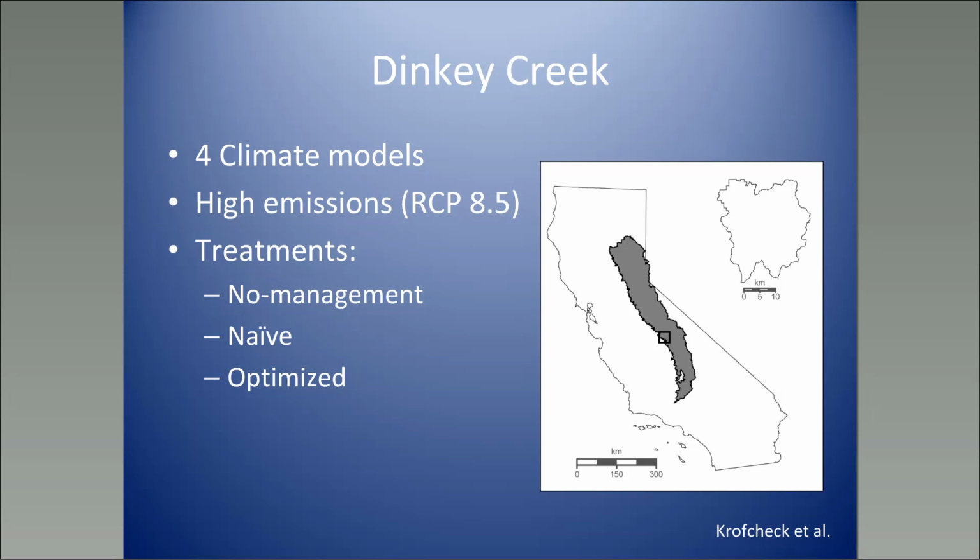And then we've got an optimized scenario where we used the no management simulations to identify the areas with the highest probability for experiencing severe wildfire. And then we limited mechanical treatments to only those areas that had a high probability of stand replacing fire and also had slopes less than 30%. And then applied prescribed fire in the same manner as in the naive scenario.